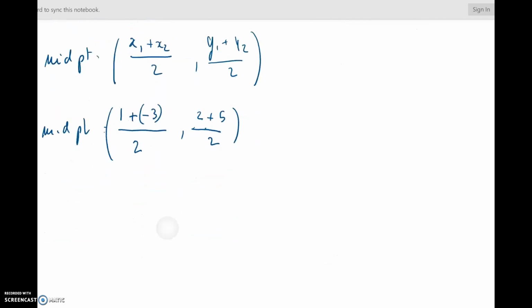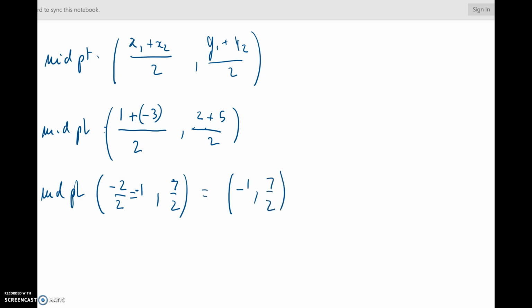Therefore, the midpoint will have 1 plus (-3), it's 1 minus 3, which is -2, divided by 2, which is equal to -1. And for the other one, 2 plus 5 is 7 divided by 2. At the end of the day, you end up with (-1, 7/2) for the value of the midpoint. Okay?